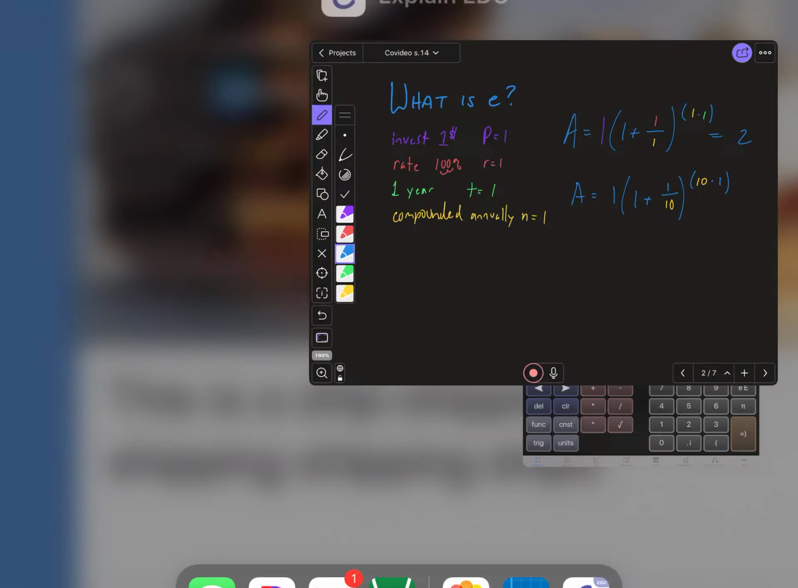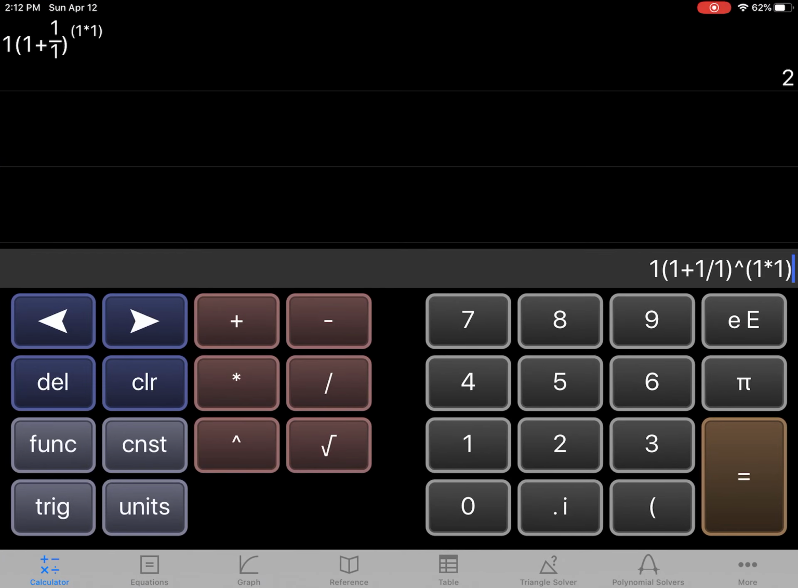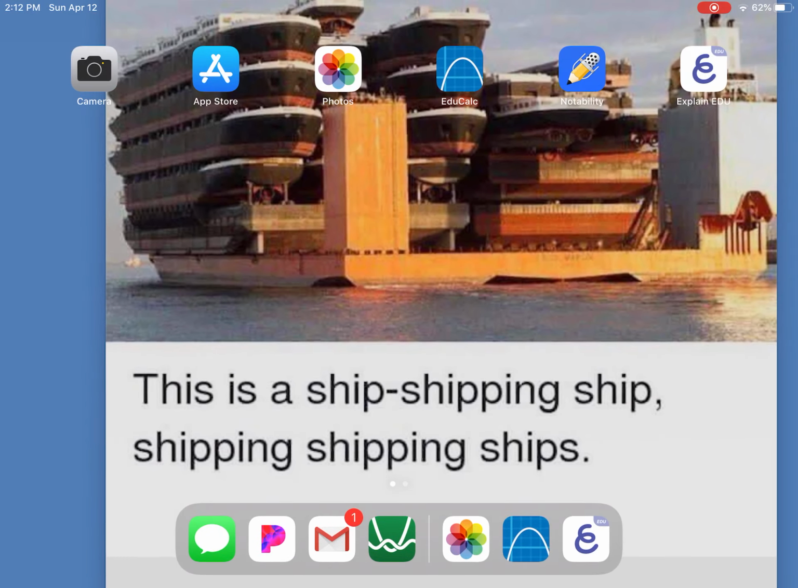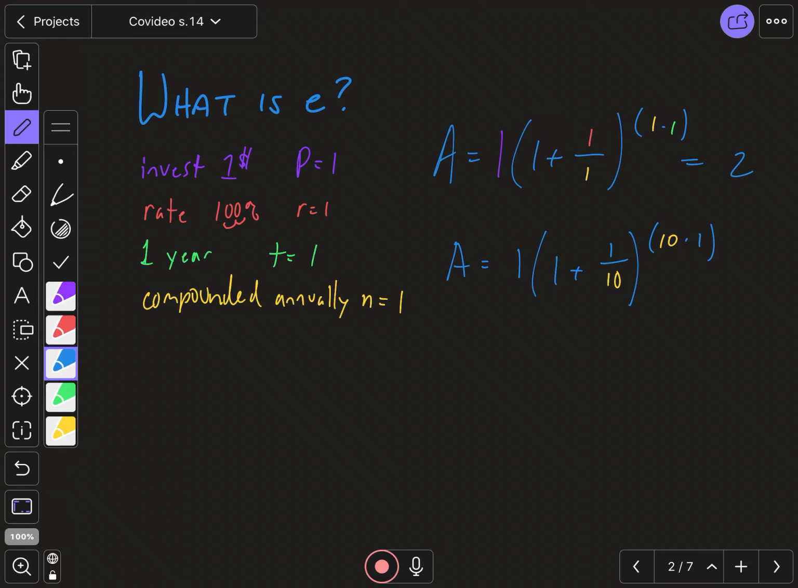So let's look back at the calculator. I'm going to change that to a 10. So I can edit my equation real quick. Change this to a 10. Change that to a 10. And now we earn $2.59 instead of just the $2. All right, so the more times we compound it, the more money we get, because remember, with compound interest, your interest starts to earn interest.